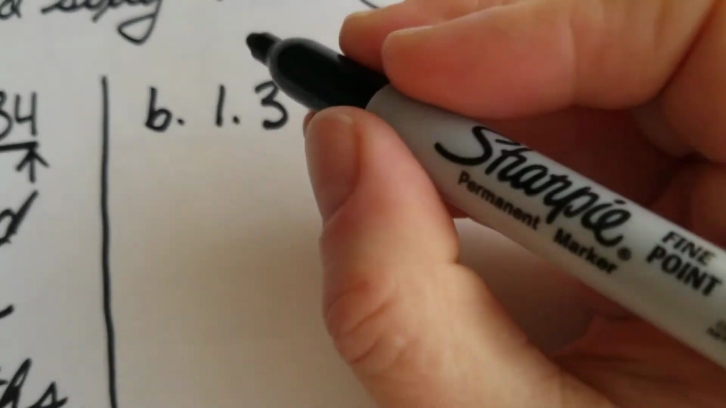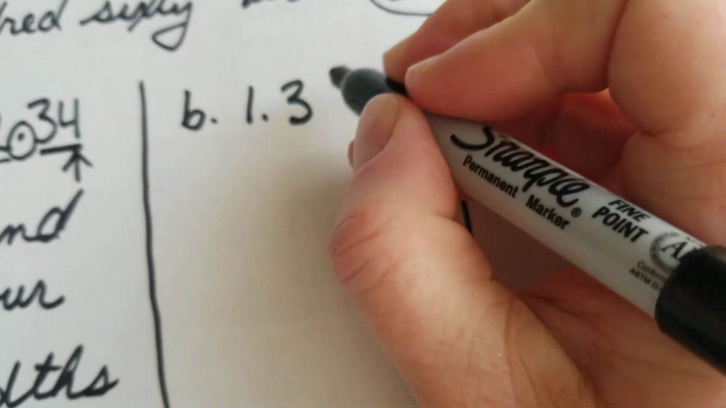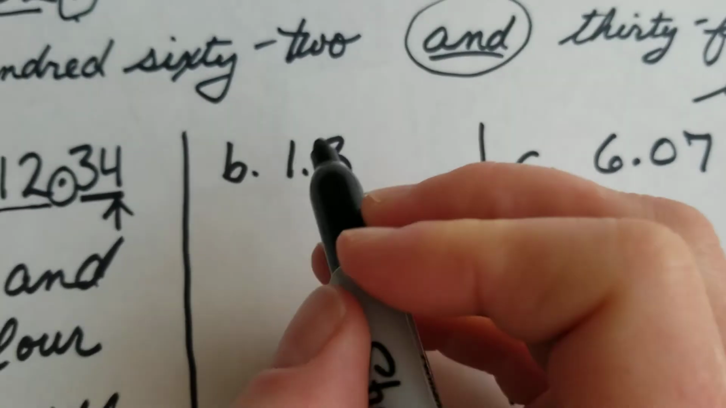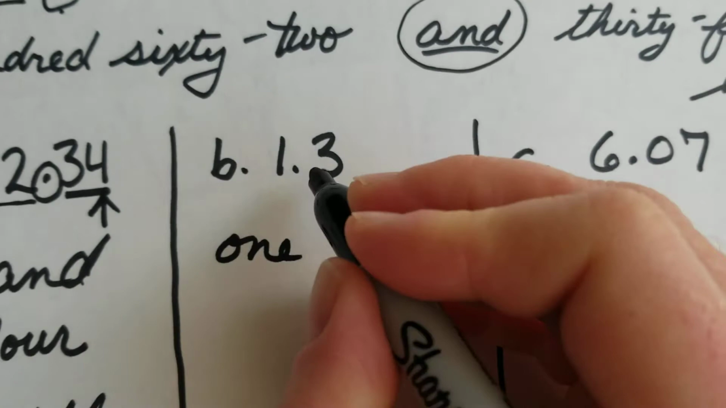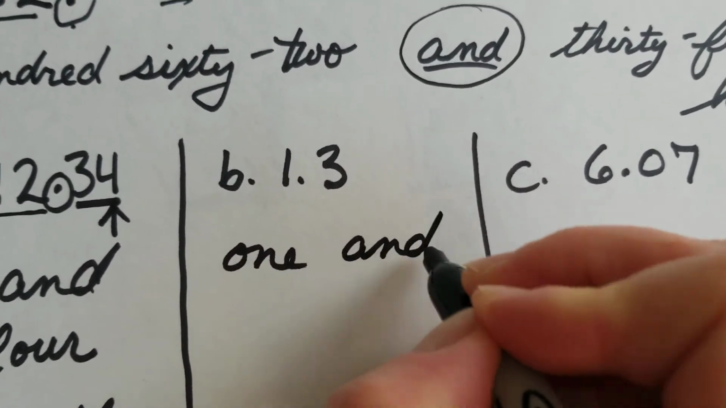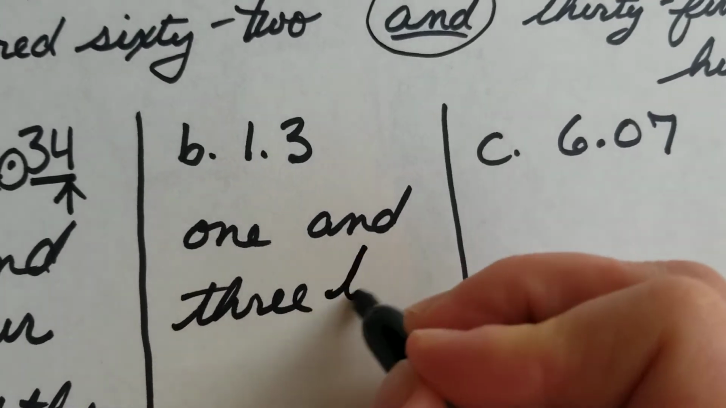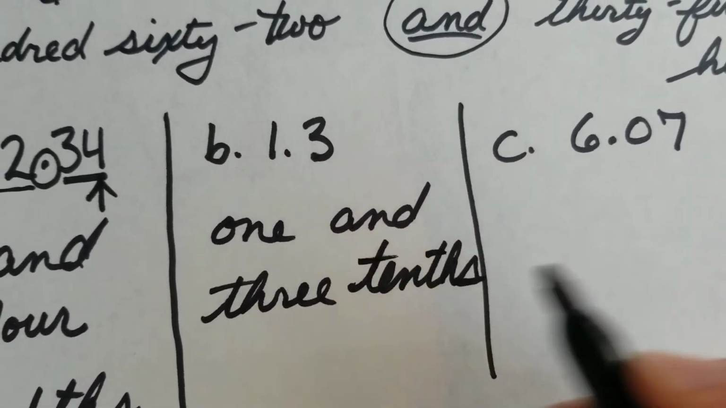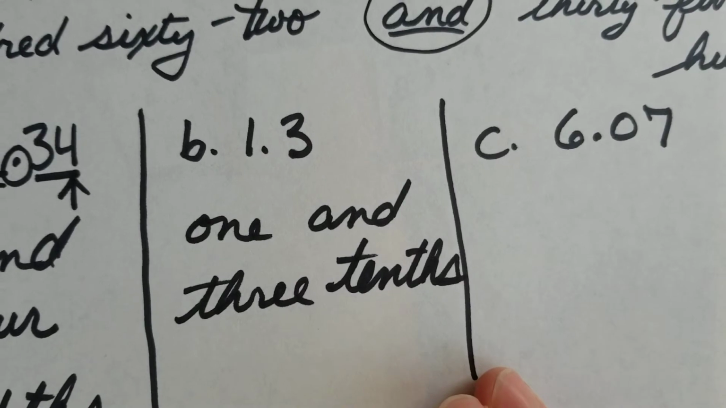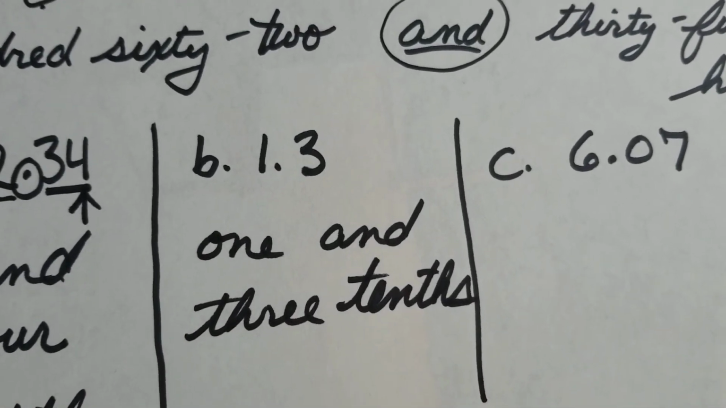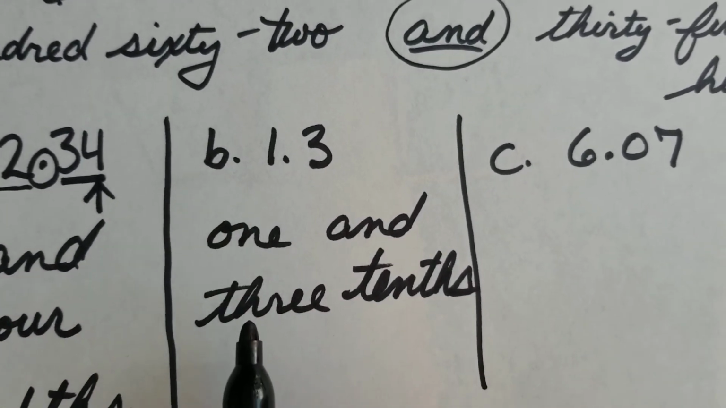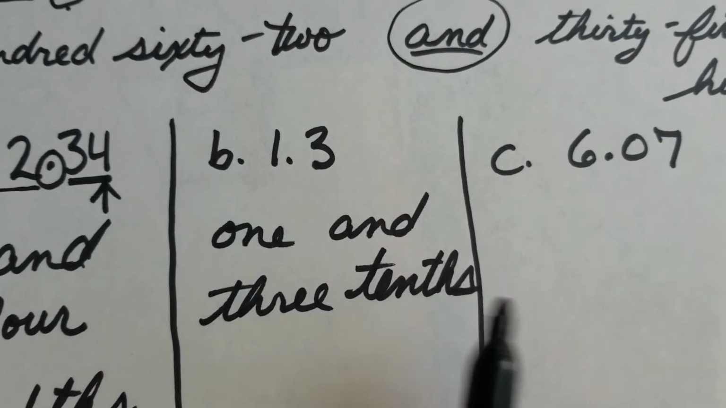Let's look at B. We have 1 decimal point 3. Well, we say this number as 1. The decimal point is "and" and we have the number 3. And what place is that in? The tenths. So 1 and 3 tenths is how you say that number. Just like I'm using the words here, 1 and 3 tenths.